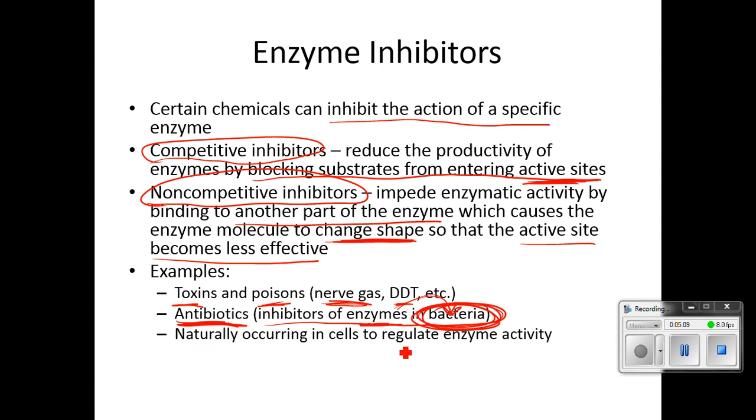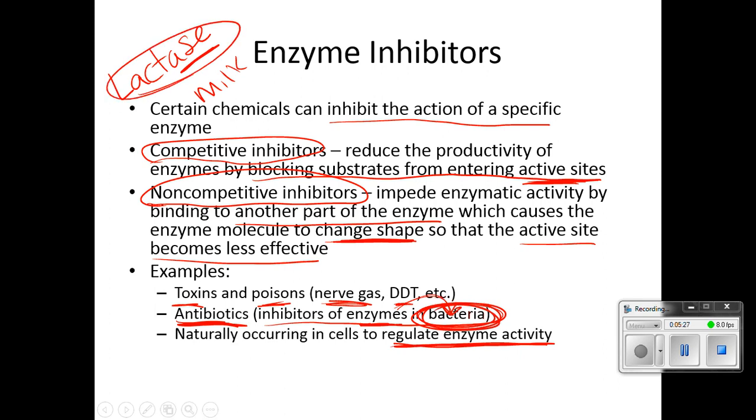Inhibitors also occur naturally in cells to regulate enzyme activity. For example, we've talked about lactose intolerant people before, and we've talked about the enzyme lactase. Well, if you drink a big glass of milk, you're going to need some lactase. Okay? So you're actually going to affect or regulate that enzyme's activity. It's going to be more active when you drink a glass of milk than when you eat a carrot. Okay? So sometimes it's just naturally your body is going to regulate when enzymes are active and when they are inhibited.